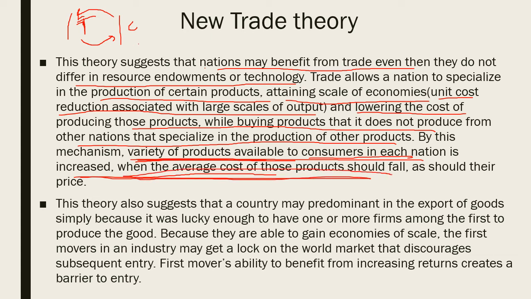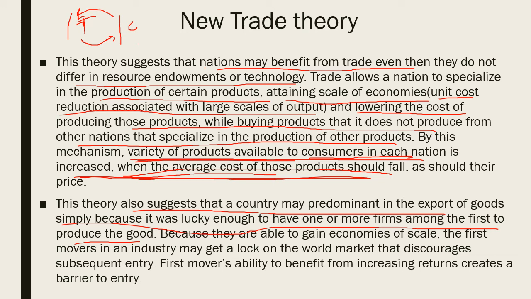So next part, this theory also suggests that a country may predominate in the export of goods simply because it was lucky enough to have one or more firms among the first to produce the good. It's like a monopoly. You came into the market earlier and you have a right on everything, on every aspect of that particular market. For example, Microsoft, the Windows operating system. They are the king. They are the first mover.